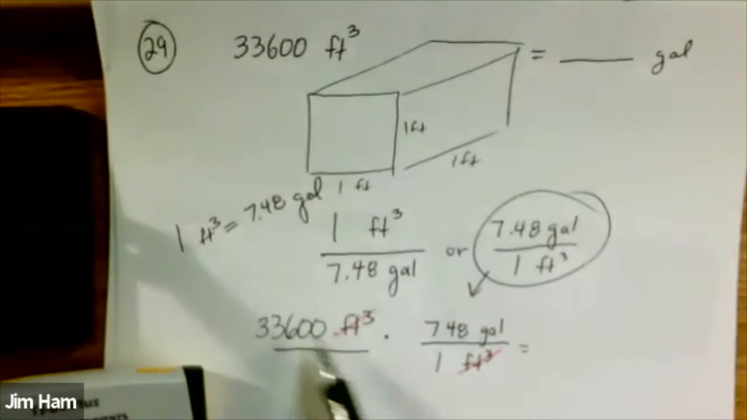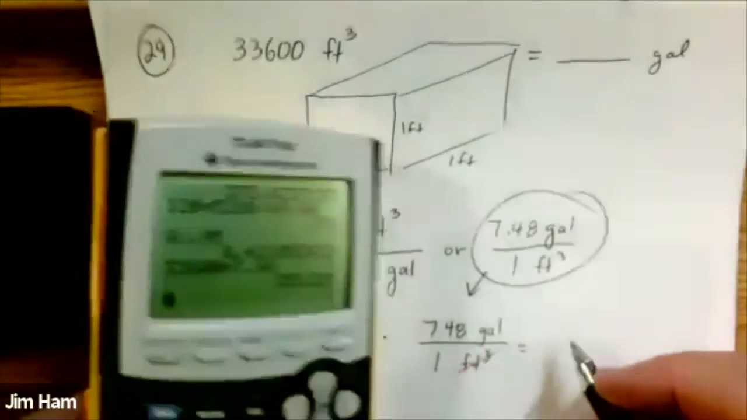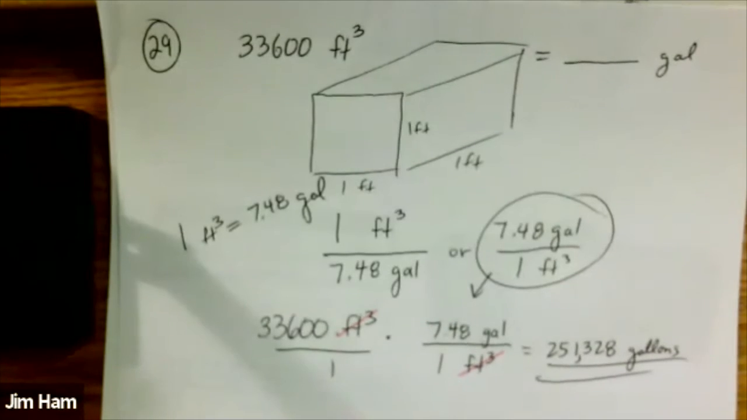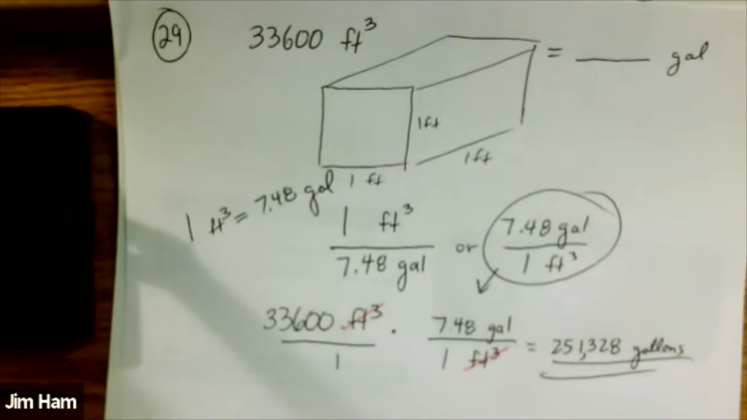So we've got to multiply these two numbers, and there's only ones in the bottom. So that's 251,000 gallons. So if a truck only holds 1,000 gallons, then you're going to have 251 loads coming your way. So those trucks must hold a lot more than 1,000 gallons.